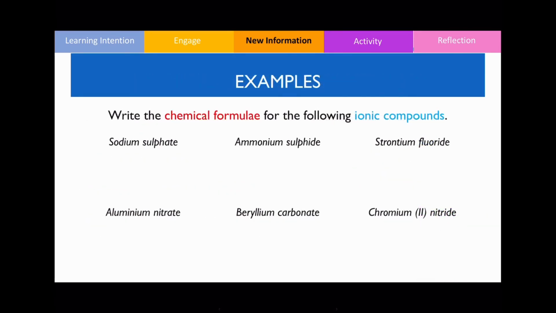I'm now going to go through the last 6 examples so that you have a better understanding of how you can use the CRISS-CROSS method. So for sodium sulfite, again, just find out the individual charges for each of the cations and anions.